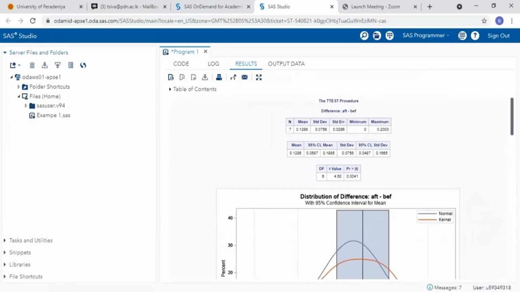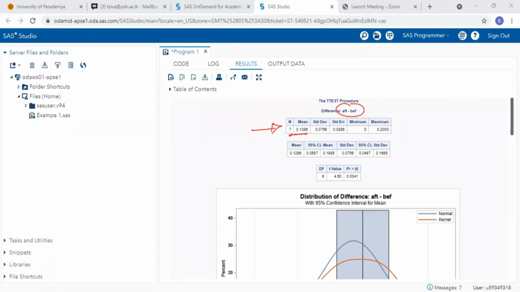Okay. You see the difference here. Now it is after minus before. It depends on how we do the programming, right? So if you want, we can give before minus after or after minus before, in whichever way.